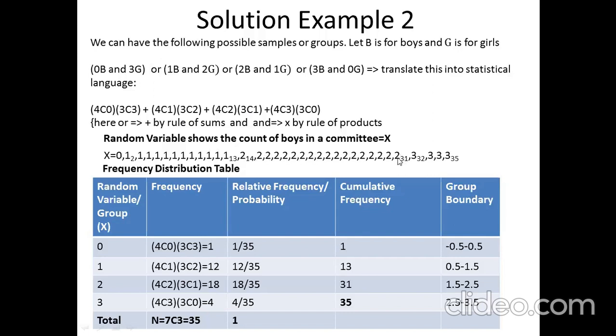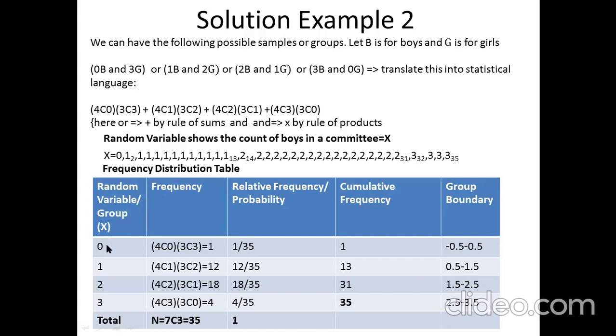Then the value of X is 3, and how many 3's have we got? We have got 4 3's, right? So after the 31st location, we would have 4 3's, from the 32nd location till the 35th location. So there would be 4 3's then. This is how we write the data set X, and a much better way is shown in the frequency distribution table.